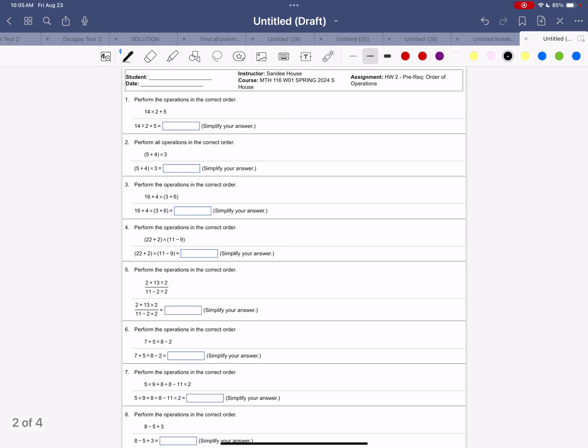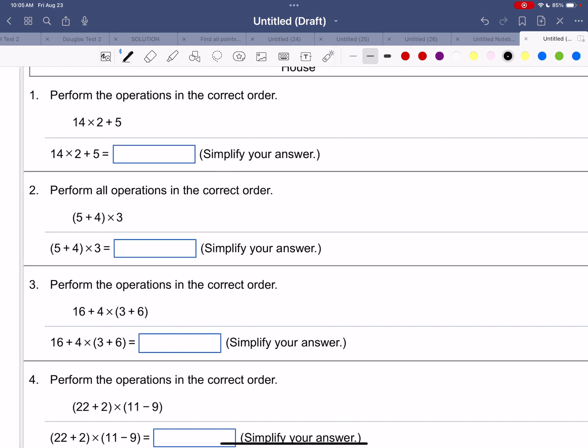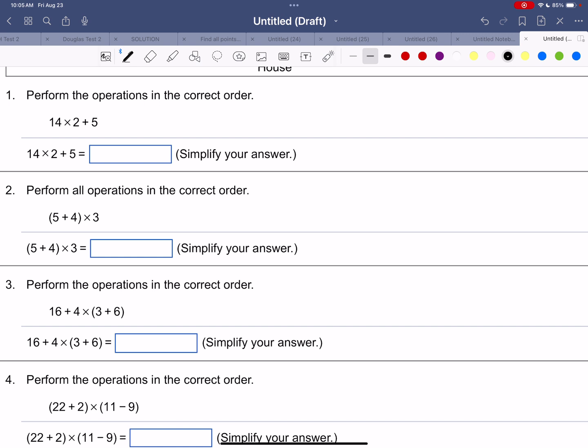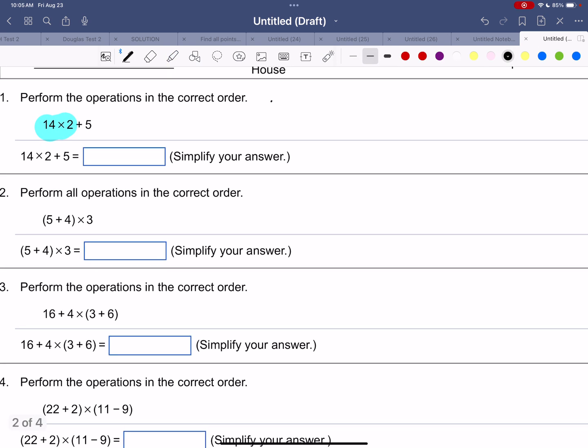So here are some examples. Example 1, 14 times 2 plus 5. So notice we have two operations, so we need to go multiplication first. That one has the high priority here. So that's 28 plus 5 is 33.